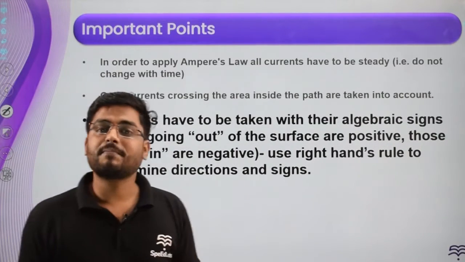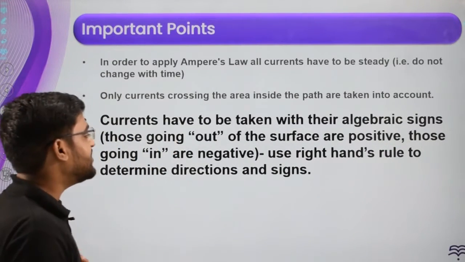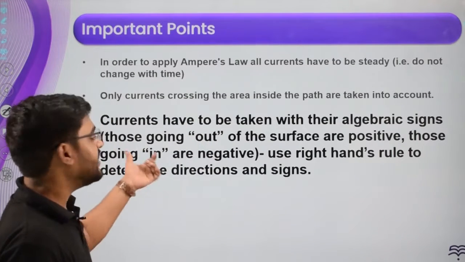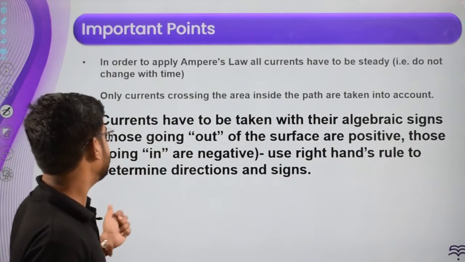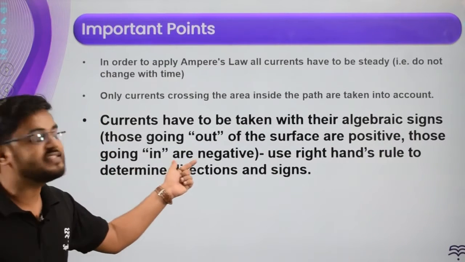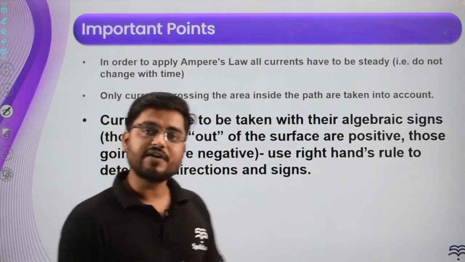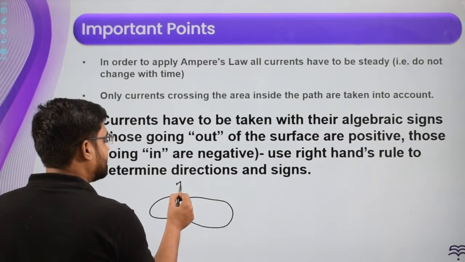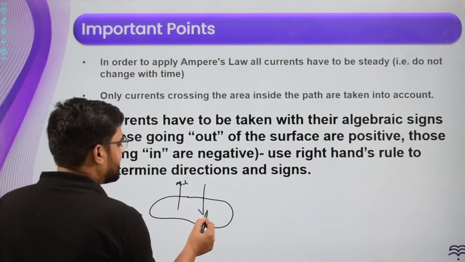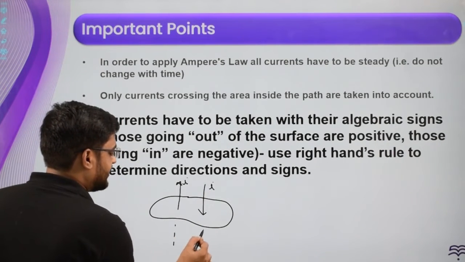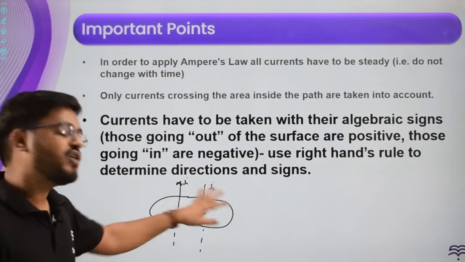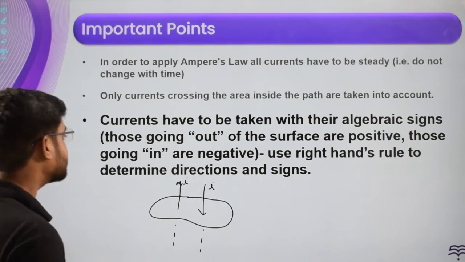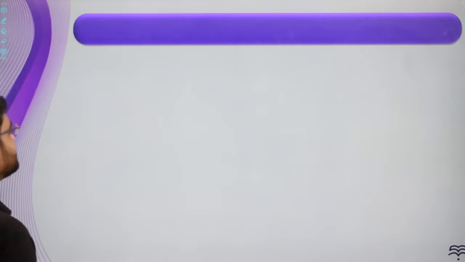And last, the summation of all the currents has to be an algebraic sum. What does that mean? Currents going out of the surface are taken as positive, and currents going into the surface are taken as negative. If this is my Amperian loop, and I amount of current goes out while at the same time I amount of current enters, then the sum of all the currents is 0, because it is positive I plus negative I, which is 0.